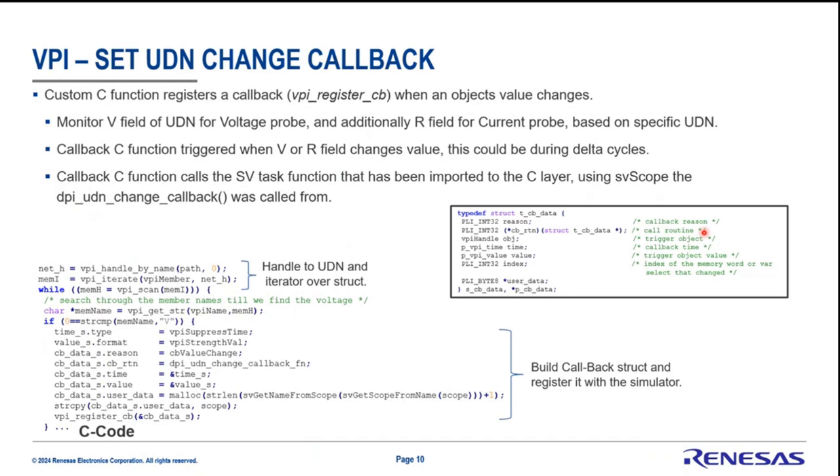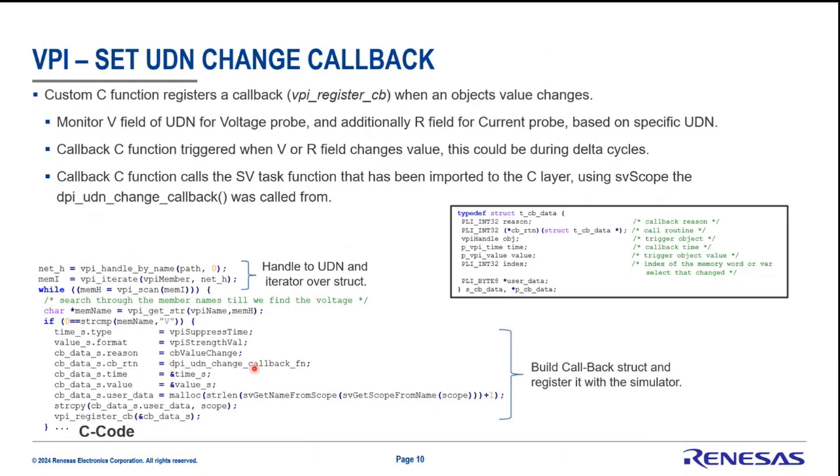You can give it a reason. The routine will run when that event happens, and you can do times and other things like that and include user data. So first of all, we set the time, we set the format. So here we've set the reason to CB value change. So that says whenever the element of the V, real V of the UDN changes, this will generate a callback.